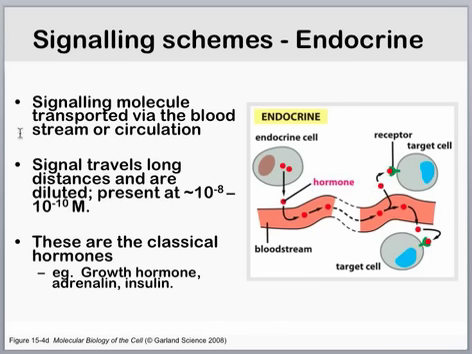I guess a couple of dot points here. The signal is transported by a circulatory system, a long distance to the body. That molecule is in low concentration. It's highly diluted, and typically we have growth hormone and adrenaline and other hormones which travel in this way through the body.